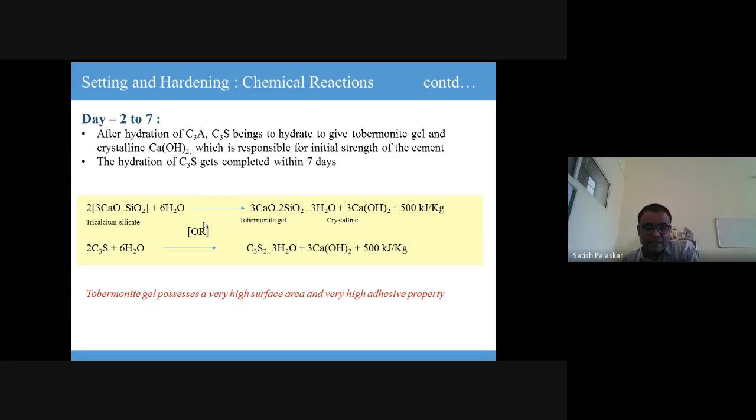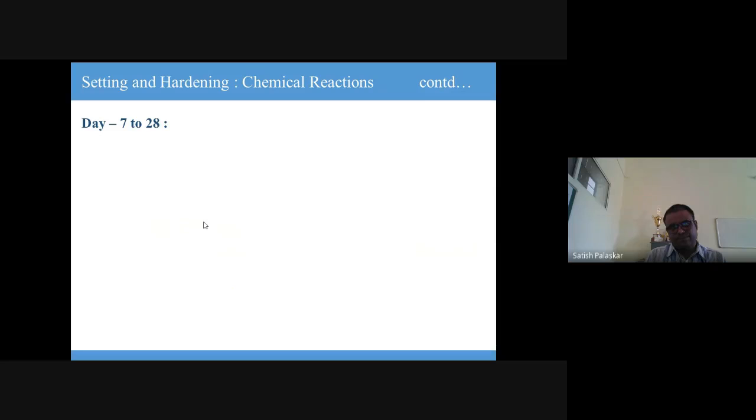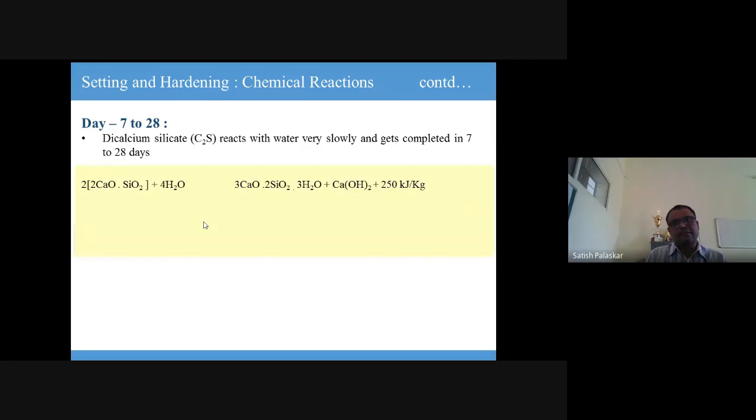See here, that gel, we may call it CSH gel, possesses a very high surface area and very high adhesive property. That's why concrete gets strength. At 7 days, if we check the strength of the concrete on the 7th day, you will get 65% of the strength, because it forms a very adhesive property. And the remaining from 7 to 28th day, the tricalcium silicate reacts with water very slowly and gets completed in 7 to 28 days.